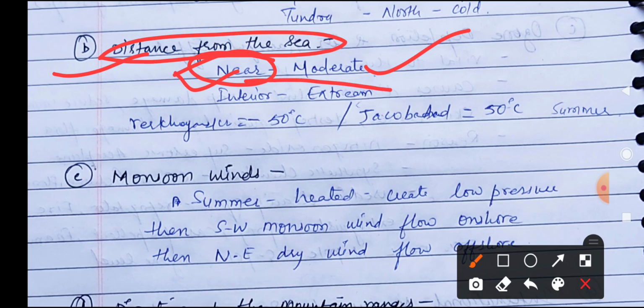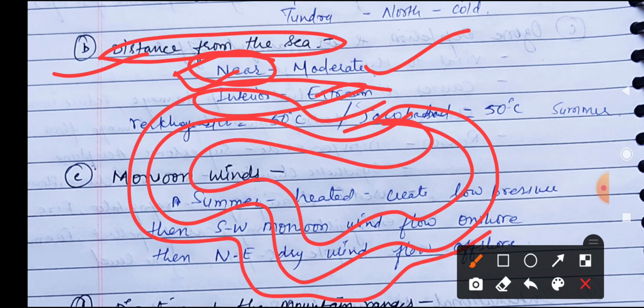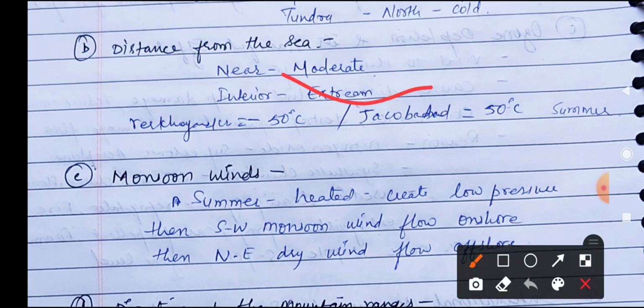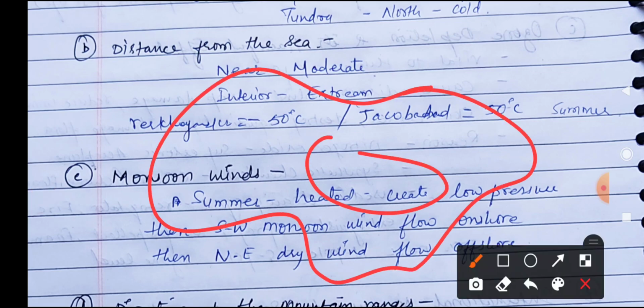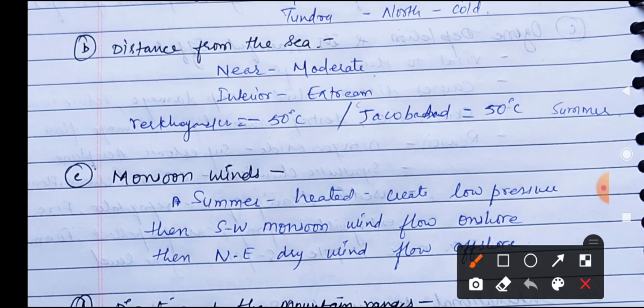And if it is in the interior: interior means, just understand, this is Asia. Here all the borders experience the moderate type, because they are very near to the ocean or sea. But the area which is in the central part experiences an extreme type of climate. Extreme means either too hot or too cold. It depends on the latitudes and the direct sunlight, how much distance from the center, how much distance from the equator.